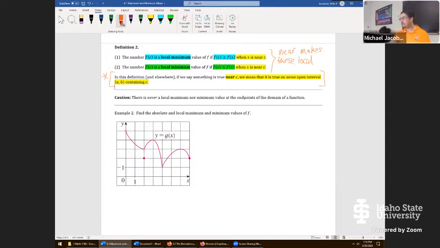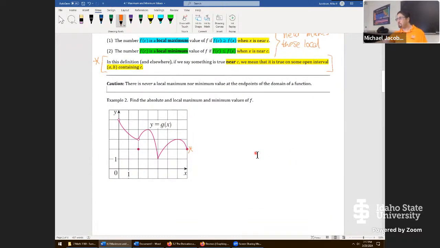Let's put a star on it right here. That's probably the most confusing end of this entire graph. And it goes along with this warning right here. Turns out there's never a local maximum or a minimum at an endpoint in the domain of a function. So nothing's going on right here for local minimums, local maximums. That's still easy to miss. We'll use the definition above to show why there's no local min or max right there.